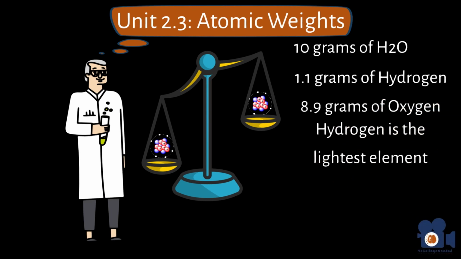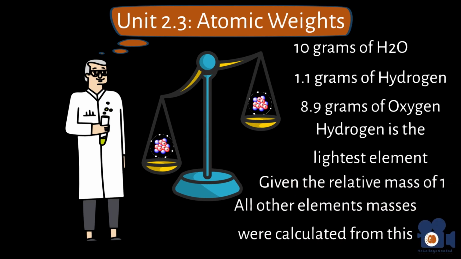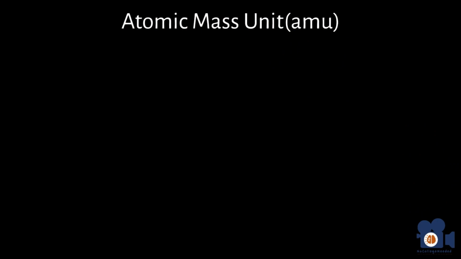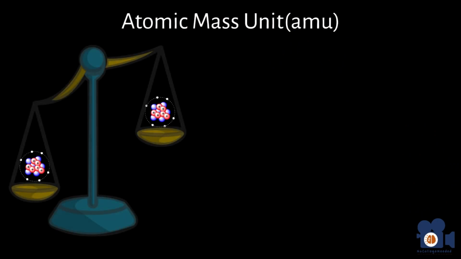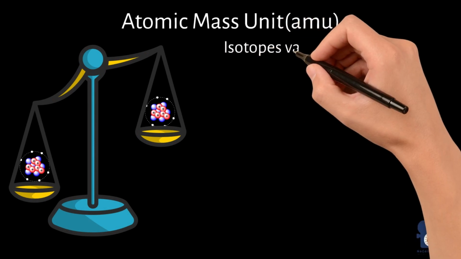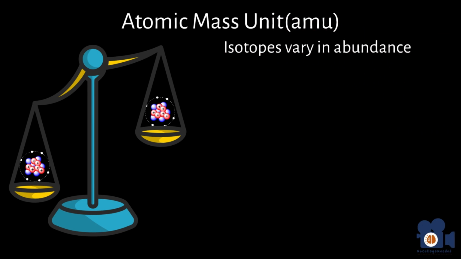Being that it is the lightest element, hydrogen was given the relative mass of 1 with no units arbitrarily, and all other elements' masses were calculated from it. Another way to calculate the mass of atoms is through the use of atomic mass units previously discussed in Unit 2.2. Remember also from Unit 2.2 the term isotope, which were atoms with the same number of protons, but different number of neutrons. These isotopes vary in abundance, meaning that some isotopes are rarer than others.